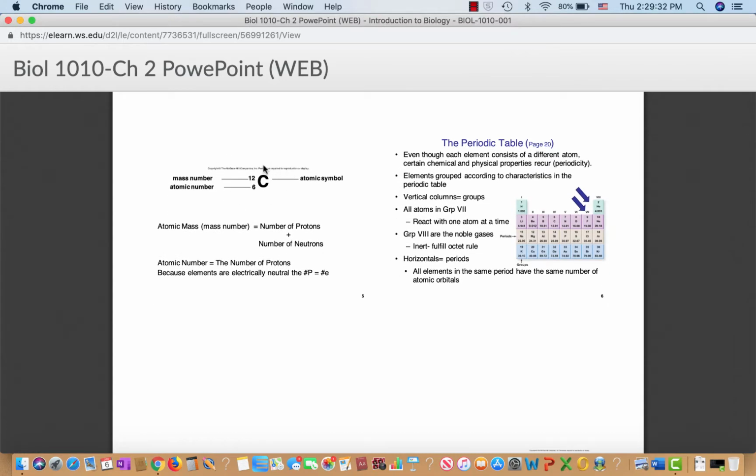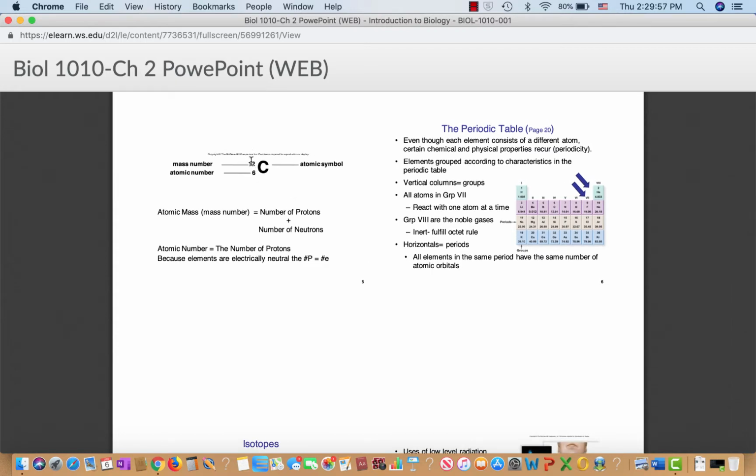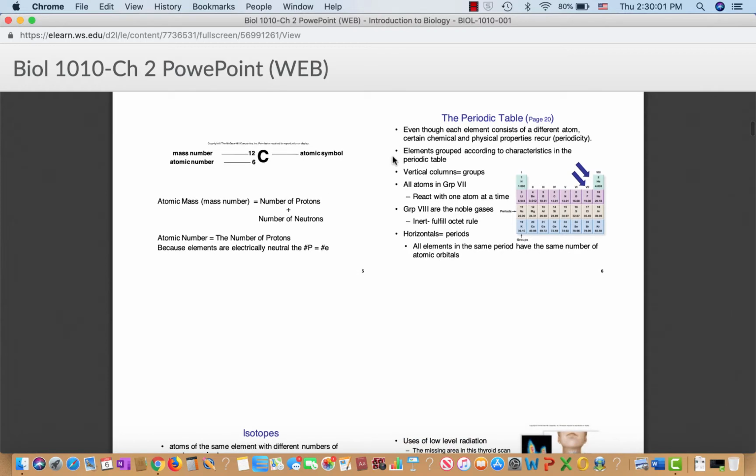If you look at a periodic table, you'll see the atomic symbol, so C for carbon, the mass number, which is the sum of the protons and neutrons, and the atomic number, which is the number of protons. You can have variance here, and we'll talk about that in a moment with isotopes, but the atomic number always tells you what element it is. And then you can use that in conjunction with the mass number to figure out which isotope you're talking about.